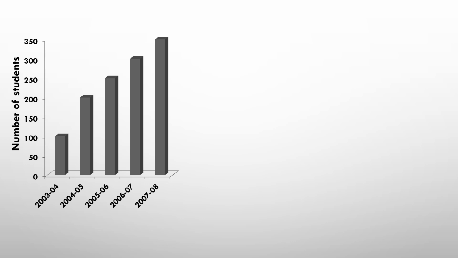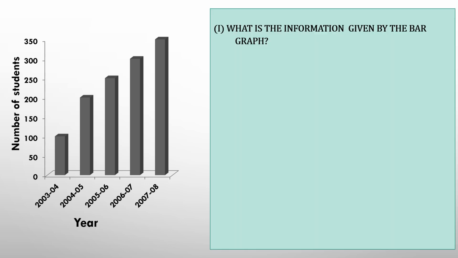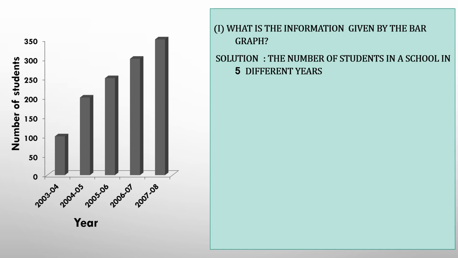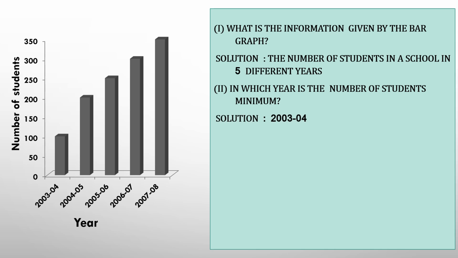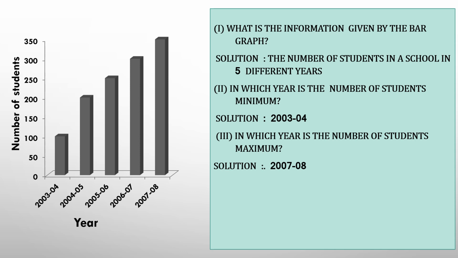You have been given a bar graph and you have to answer a few questions based on it. What is the information given by the graph? The information given is the number of students studying in a school in 5 different years. In which year is the number of students minimum? 2003-2004. In which year was the number of students maximum? You can see from the graph that the number of students was maximum in the year 2007-2008.